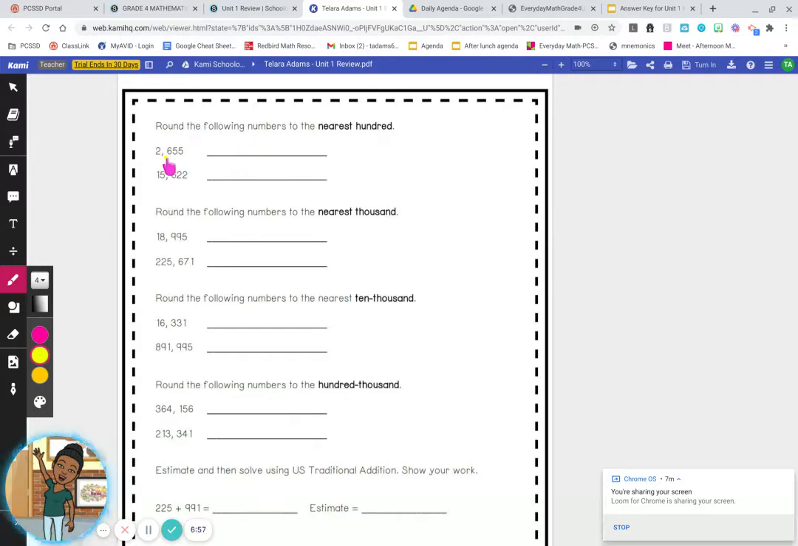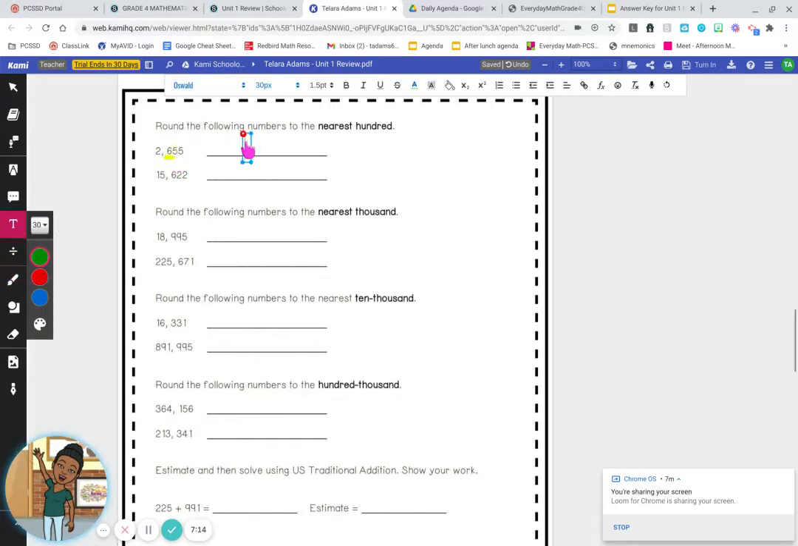I'm going to look at my 100, underline it, circle my neighbor. Here's my neighbor, the 5. That 5, the number next to it, my neighbor, is 5 or more. I'm going to raise the score. So now I have 2,700. That 6 had to become 7.